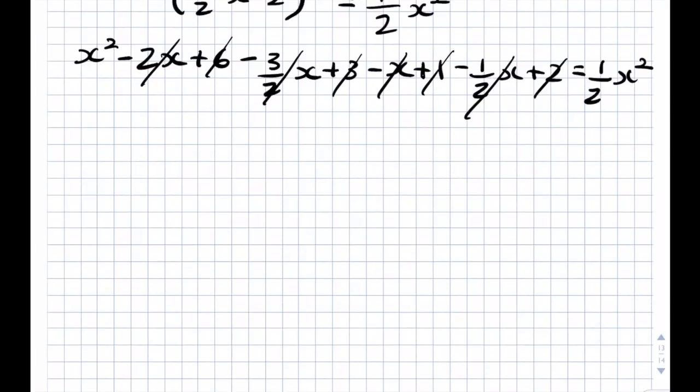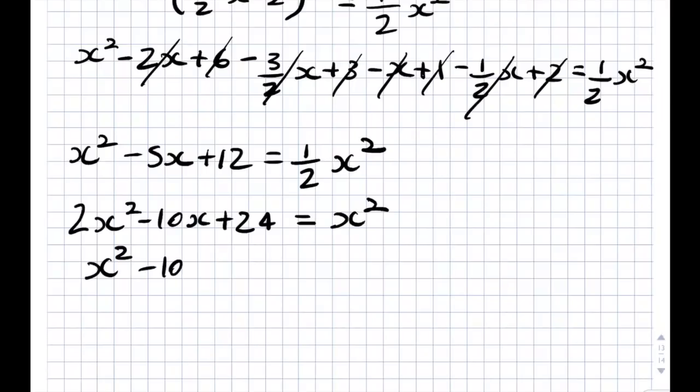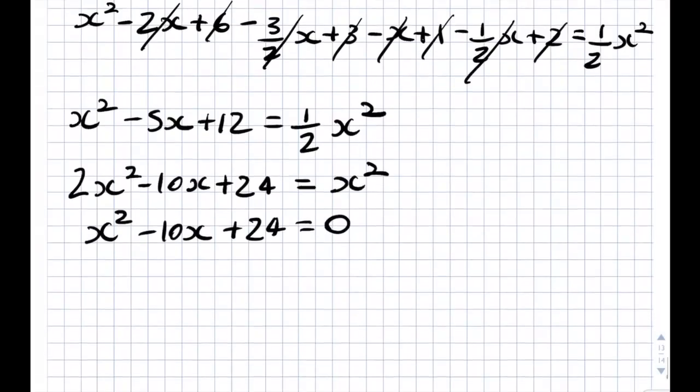Okay, so this equation simplifies to x squared minus 5x plus 12 equals a half x squared. Multiply through by 2, we get 2x squared minus 10x plus 24 equals x squared. Subtract x squared from both sides, you get x squared minus 10x plus 24 equals 0. You're left with your quadratic equation.